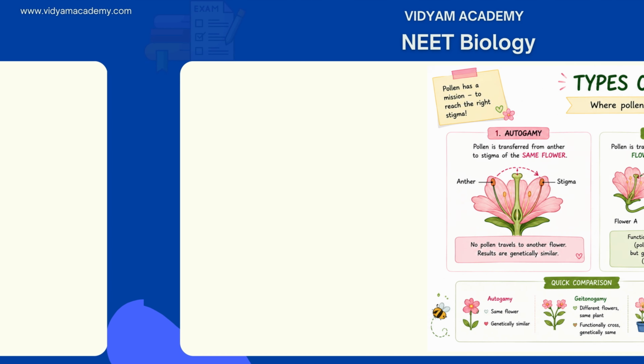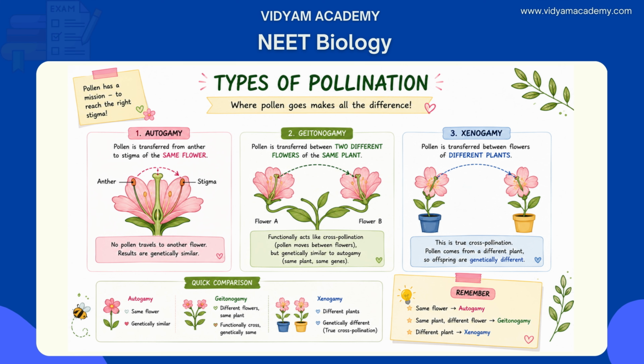Why? Xenogamy is pollination between flowers of different plants. It brings genetically different pollen, leading to genetically varied offspring. That is the whole point of xenogamy. Options A, B and D are all accurate. Geitonogamy is functionally cross-pollination but genetically like autogamy, since both flowers are on the same plant with the same genes.